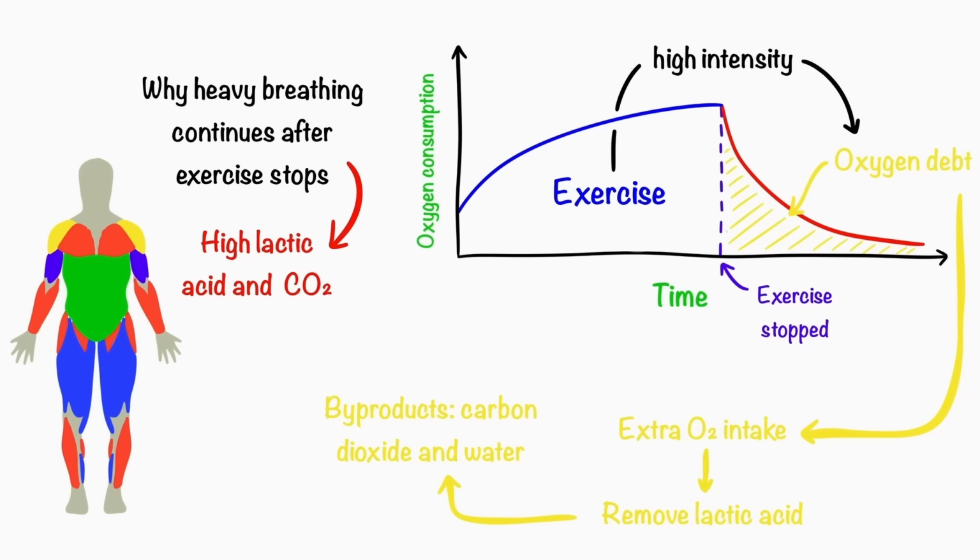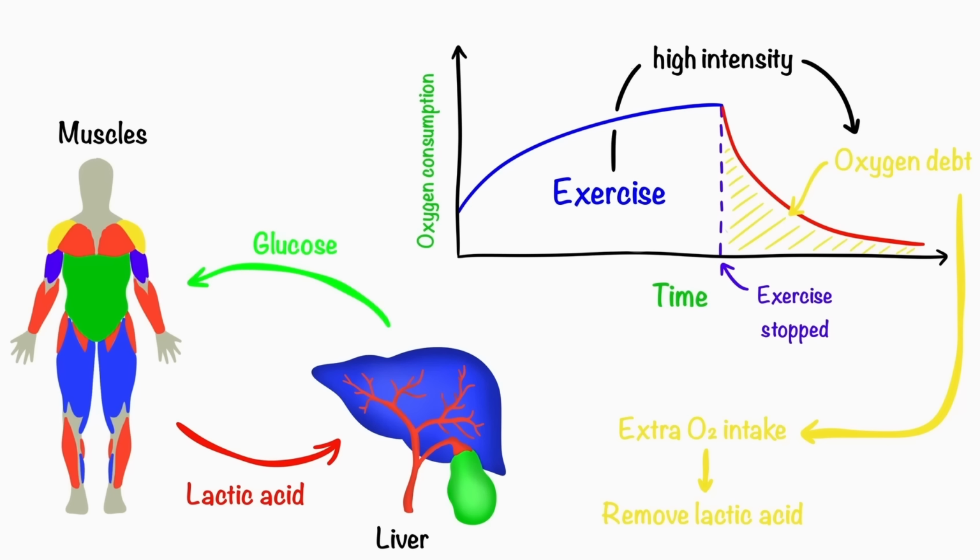Your pulse and breathing rate stay high while there are high levels of lactic acid and carbon dioxide in your blood. Your body also has another way of coping with lactic acid. Blood that enters your muscles transports the lactic acid to the liver. In the liver, the lactic acid is converted back into glucose.